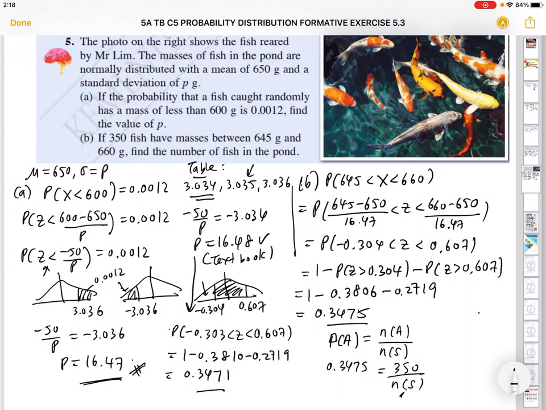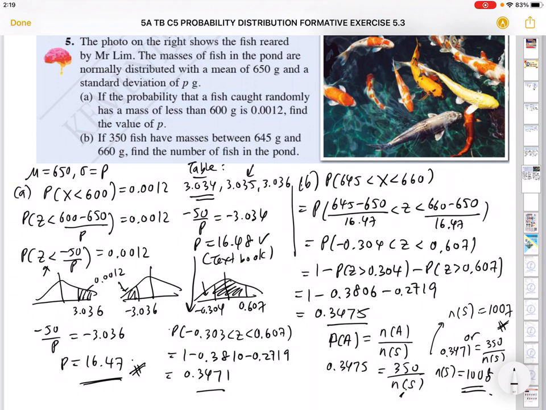So therefore, my NS is 1007, if you use 75. Now if you use 3471, then your NS will be 1008. I take note, the answer in the textbook given is 1008. That's because the P value used earlier is 16.48. I hope you're clear about this.